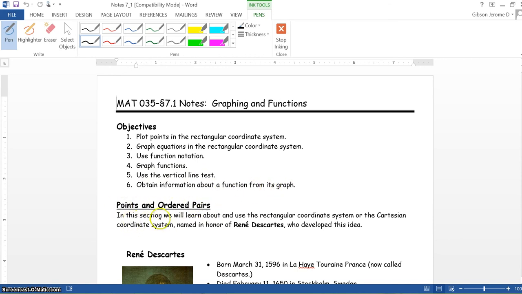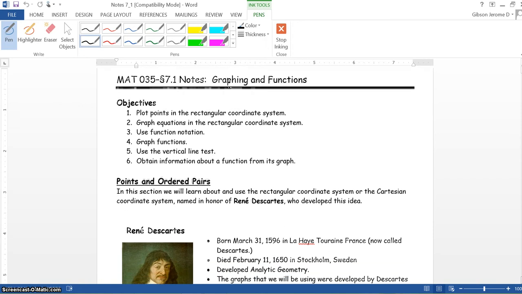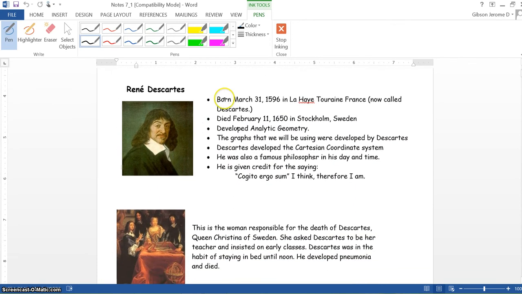Points in ordered pairs. In this section we will learn about and use the rectangular coordinate system or the Cartesian coordinate system, named in honor of René Descartes, who developed this idea. He was born March 31st, 1596 in La Haye, Touraine, France, now called Descartes. Died February 11, 1650 in Stockholm, Sweden. He developed analytic geometry. The graphs that we will be using were developed by Descartes.